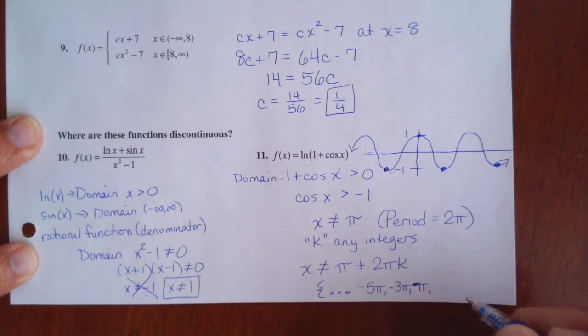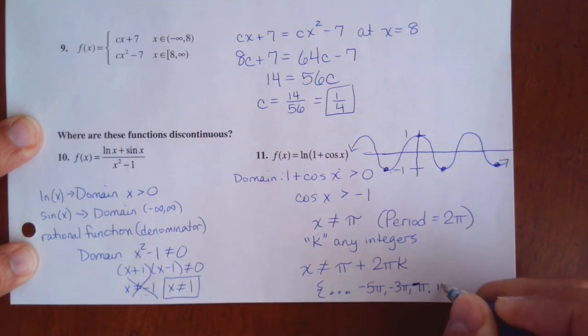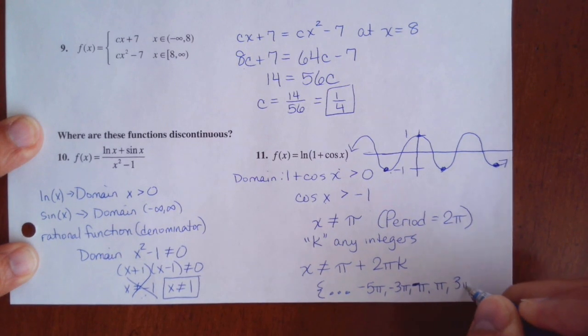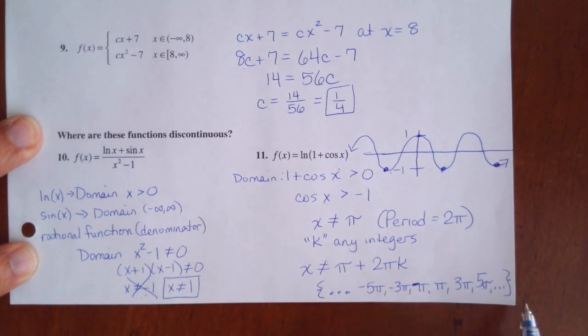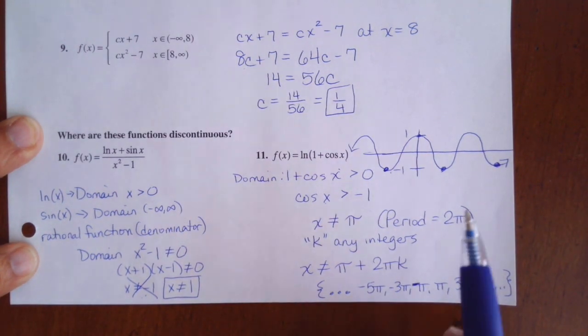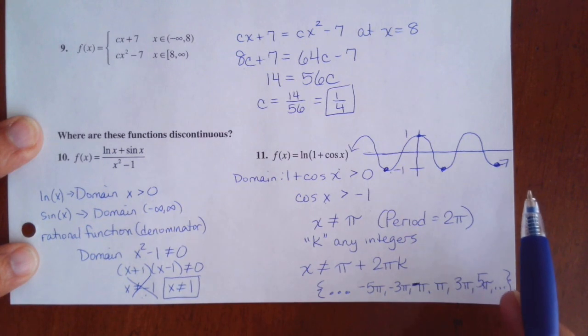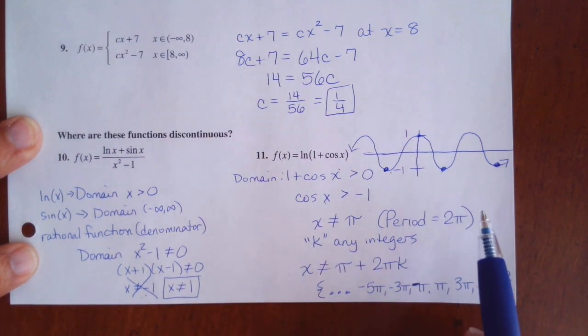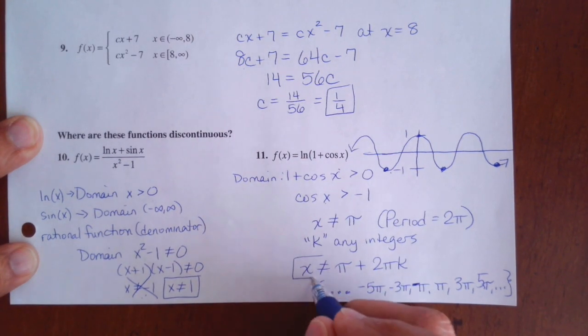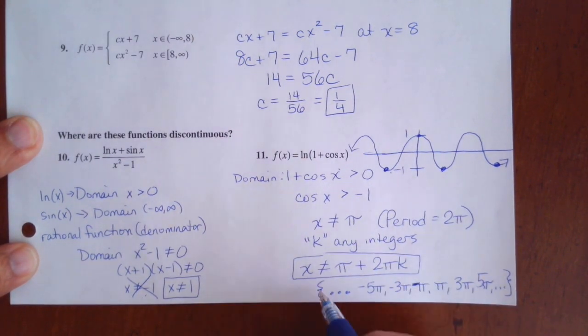It's not coming out very good. Negative pi, pi, 3 pi, 5 pi, and then dot, dot, dot. That's the way that you could list all of them, because there's an infinite number of places where we have a discontinuity in this problem. So this is just a short way to do it, but this would be okay as well.